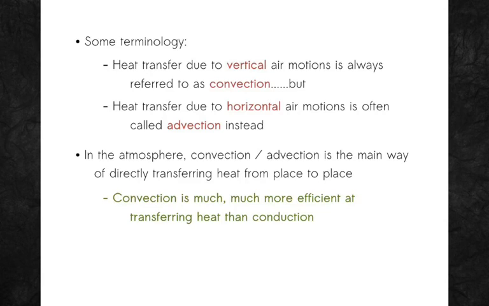Now, the second thing to point out about this is that when compared to conduction, which was very inefficient in the atmosphere, convection is a much more effective way of transferring heat. So in fact, the main way that we transfer heat from place to place directly is going to end up being through convection as opposed to conduction.